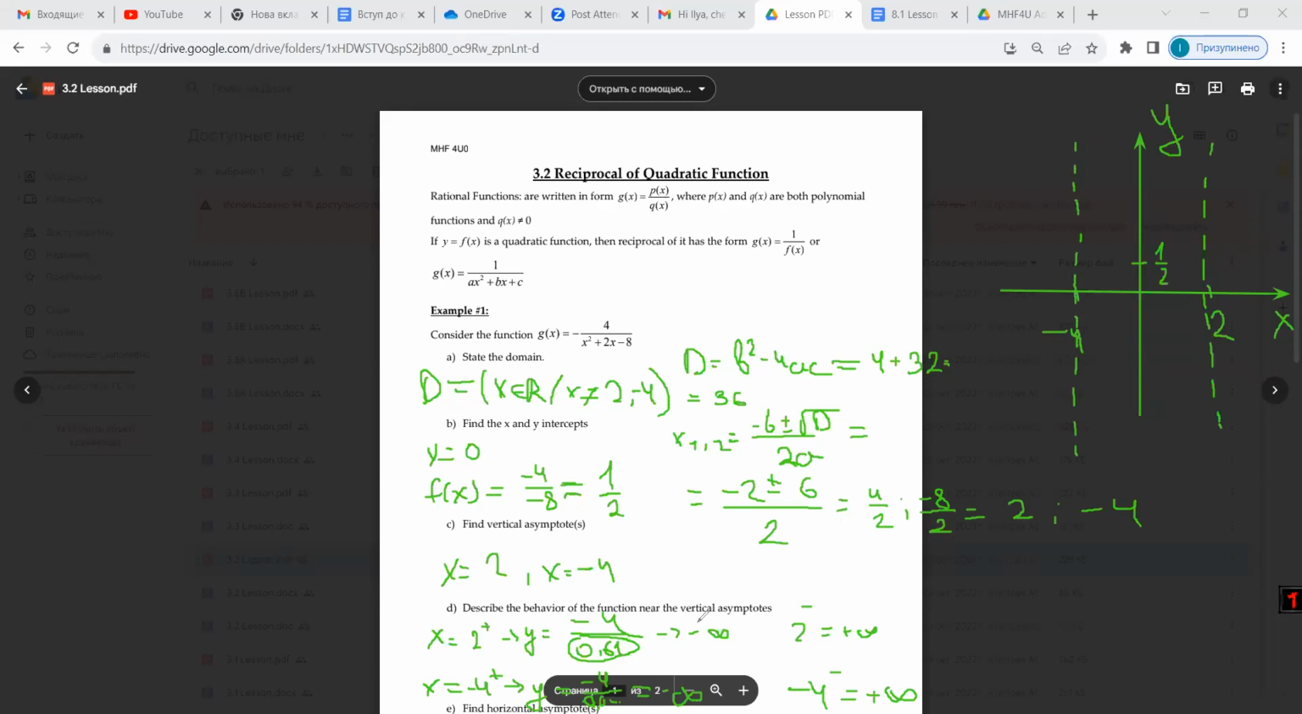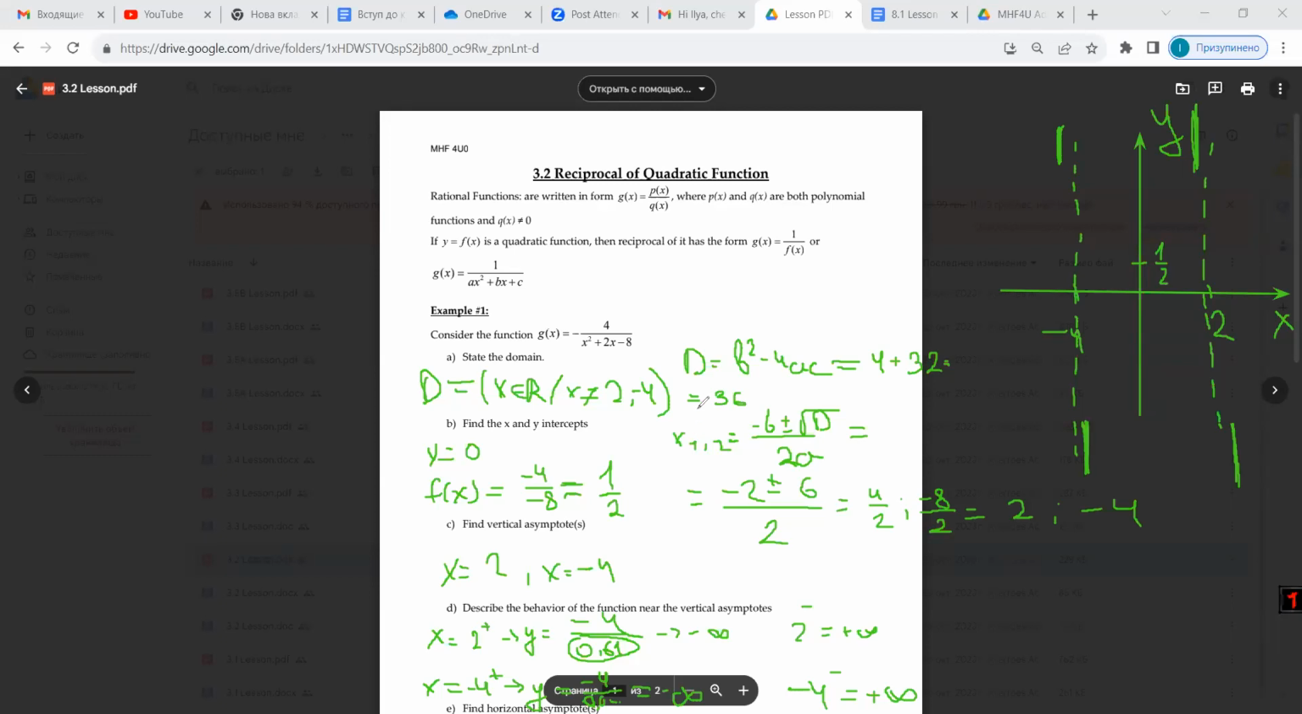Using that, we also look at the behavior of the function near the vertical asymptote. From the positive side to 2, it will be negative infinity, so here. From the negative side, it will be positive infinity, so here. And for -4, from the positive side, it would be negative infinity, so here. From the negative side, it will be here.